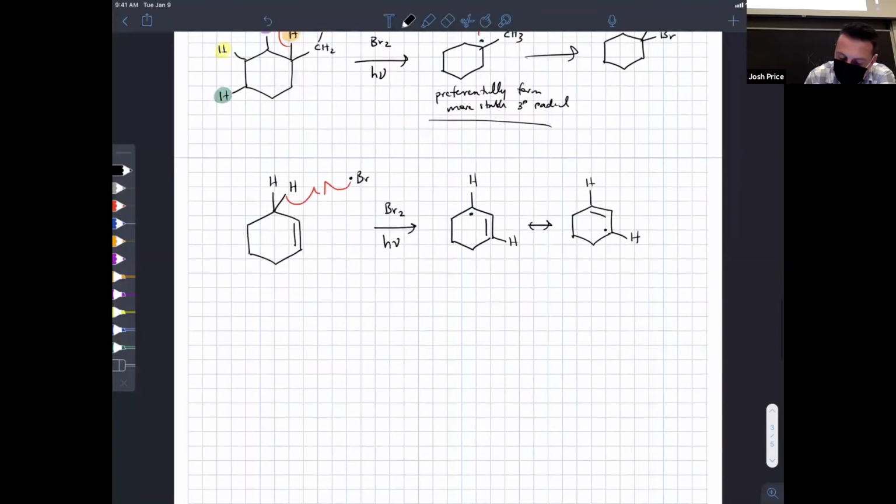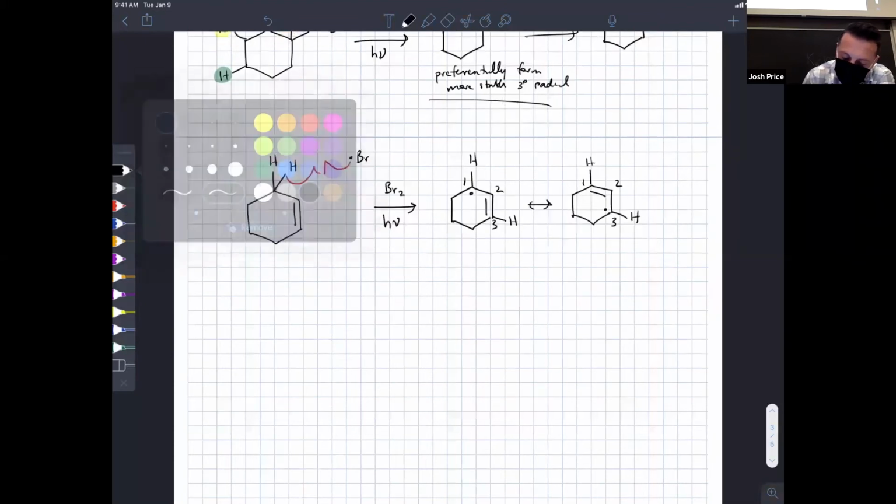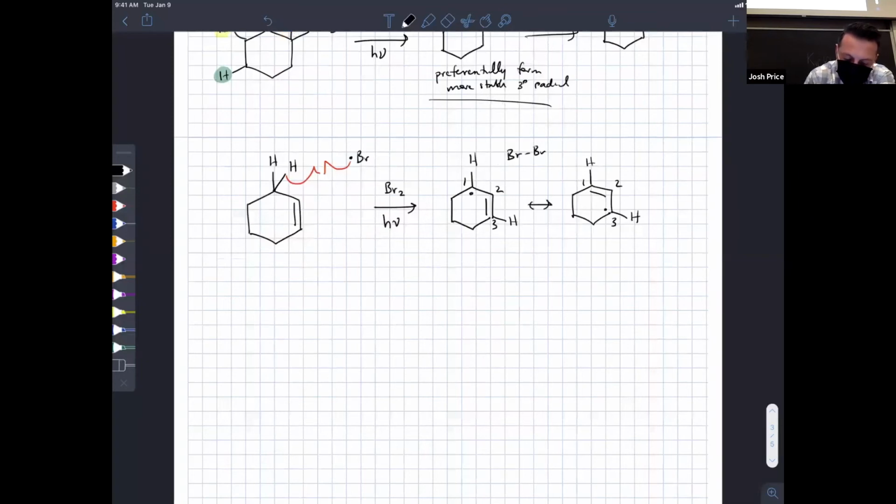Now, fortunately, carbons 1 and 3 are identical to each other here, so it actually doesn't matter which resonance structure we react from. We can, oops, I used the wrong arrow. We can attack bromine from carbon 1 or from carbon 3, and it doesn't make any difference. If they were different, you would simply consider the radical reaction from either resonance structure.